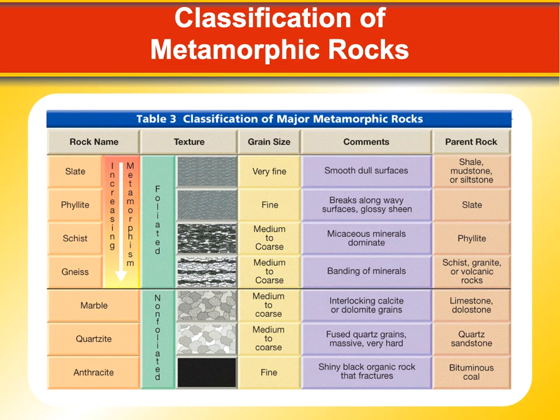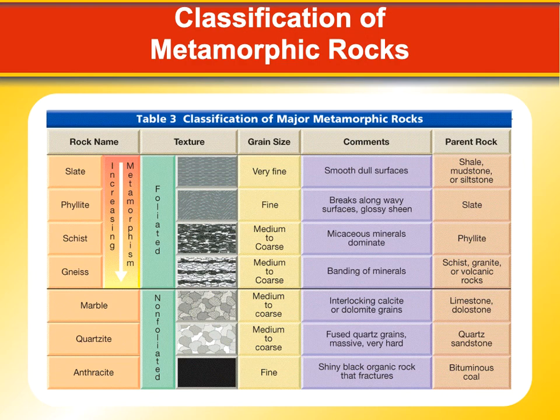So these are the names you're using in your quiz question. Slate, phyllite, schist, gneiss, marble, quartzite, and anthracite. Anthracitic coal is what this is. So to figure this out, we have two texture classes, the foliated and the non-foliated. If it's foliated, it's something above this line. If it's non-foliated, it's below that line. Then look over at the textures.